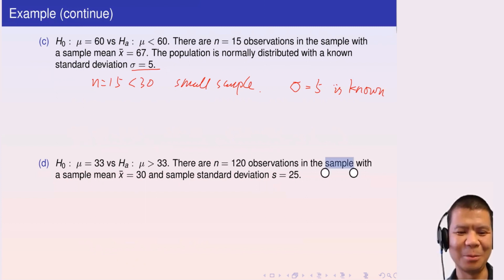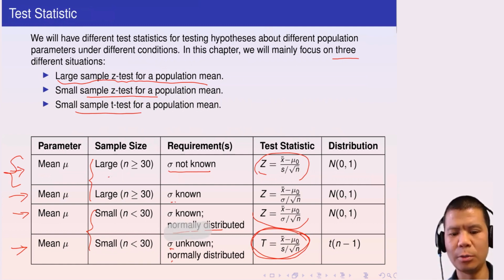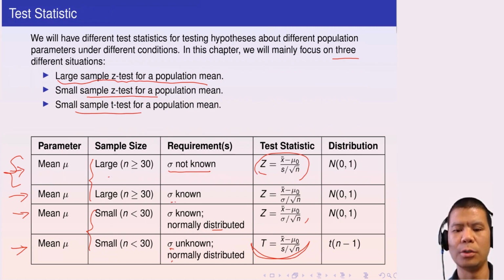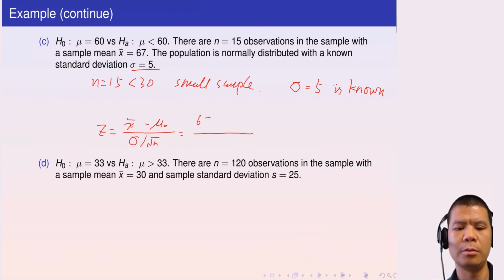Okay, so therefore what? Let's check the table. Now it's going to be the third case. Since sigma is known, we use Z, right? We use Z here. So we're going to have Z equals x bar minus mu 0 over sigma over square root of n. So it equals x bar is 67 minus 60 over 5 over square root of 15. And you can calculate this value.